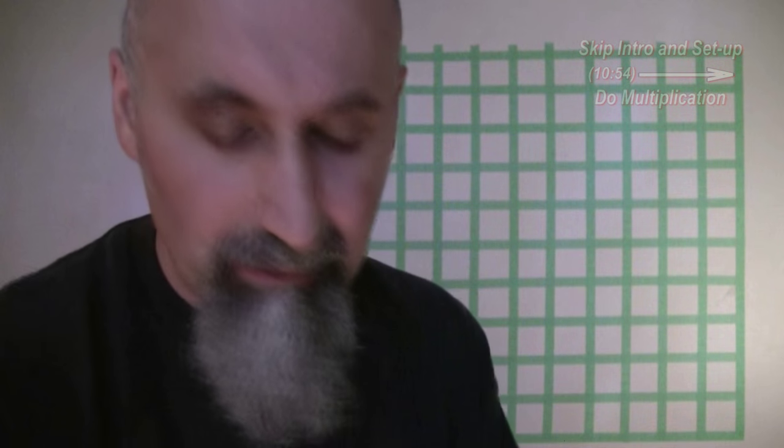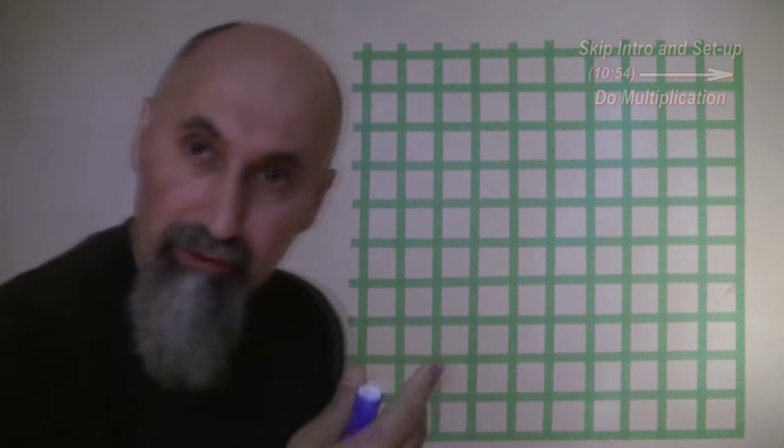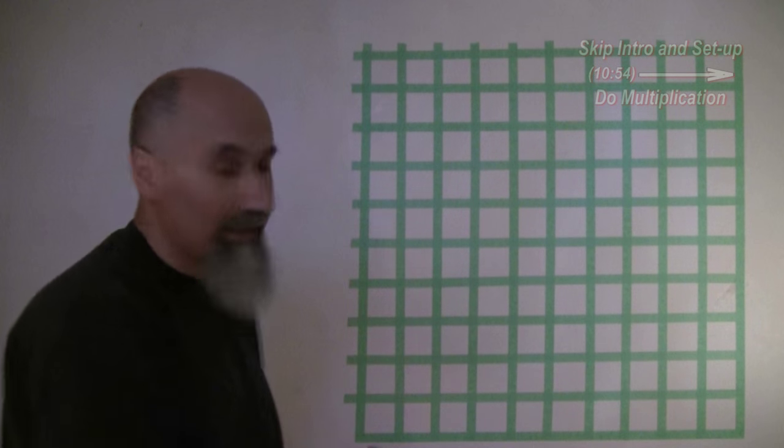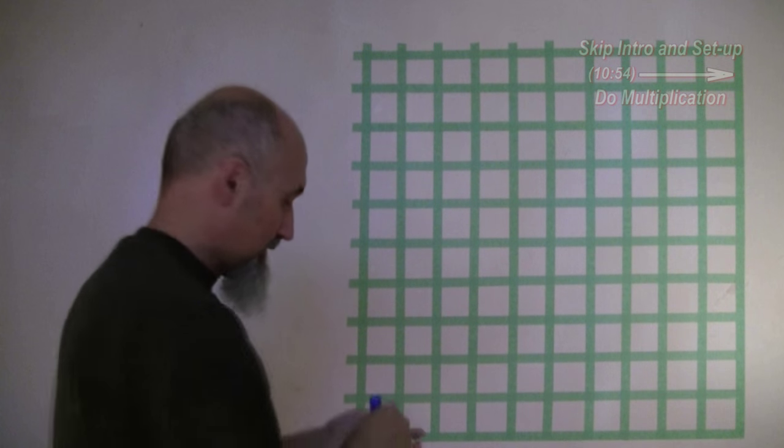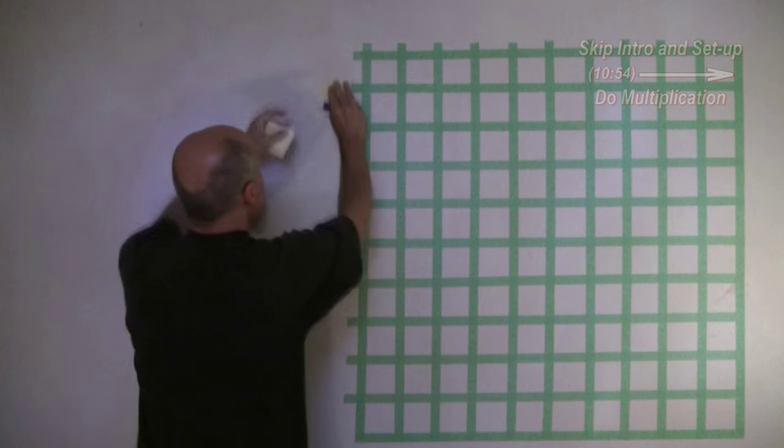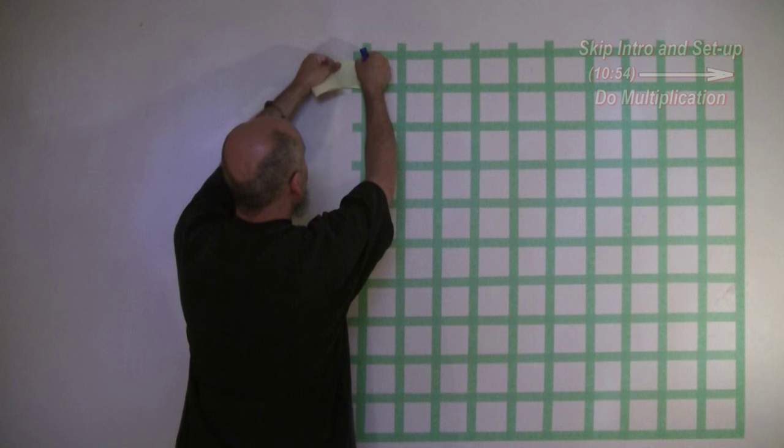do these in, should we do it in black or blue? I've got two different color pens here. Let's do the axes in blue. Okay. So I need 1, 2, 3, 4, 5, 6, 7, all the way to 10 twice. All right. What I'm going to do is lay these down here.